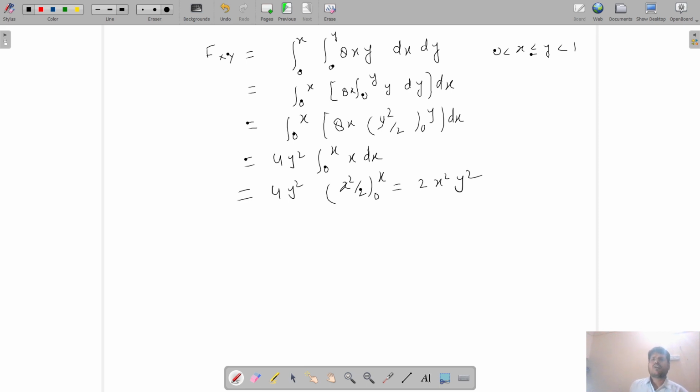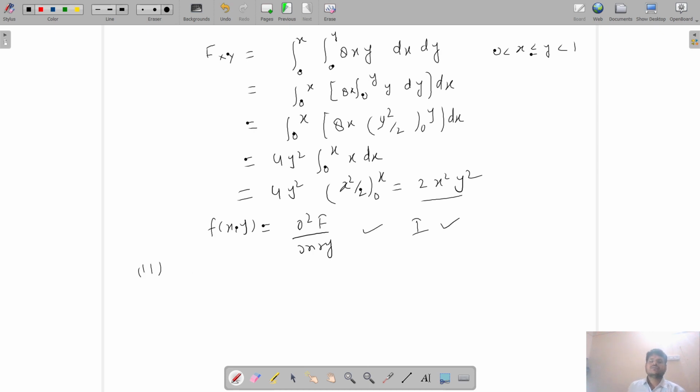Now if you want to check whether this is correct or incorrect, you can use the relation: f of x comma y, the joint density function, is equal to del square F over del x del y. So this is capital F. Just differentiate two times, first with respect to x, then with respect to y, and you get f of x y. So now this is verified. This first part is solved. First part is clear. Now go to the second part.